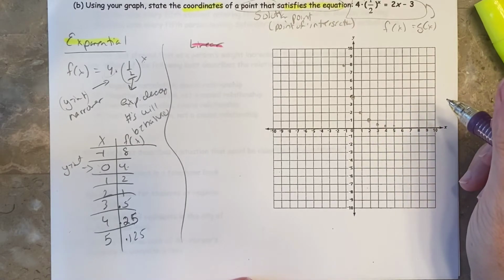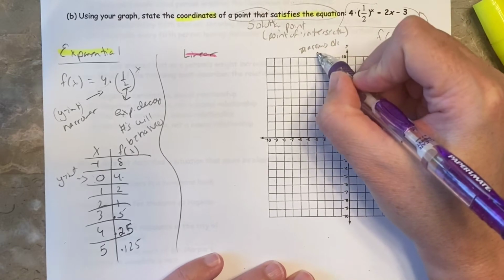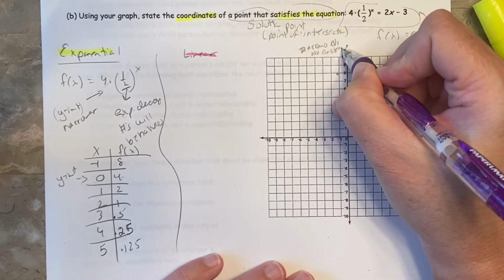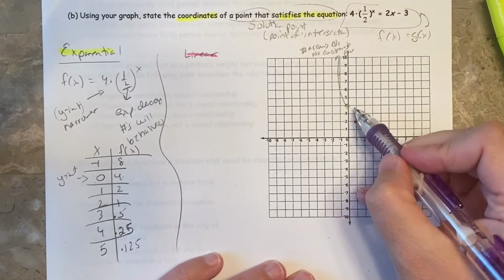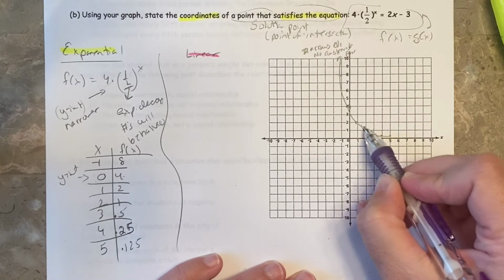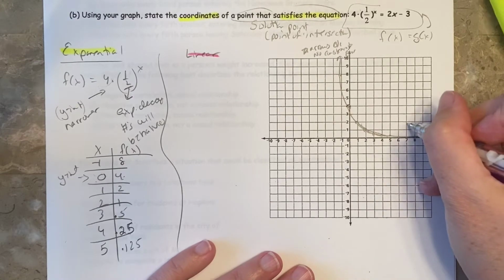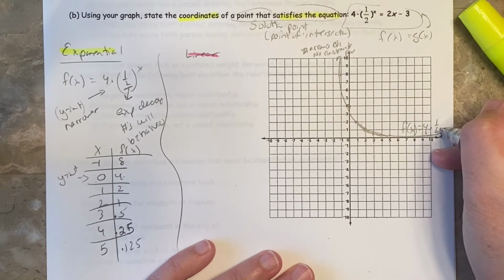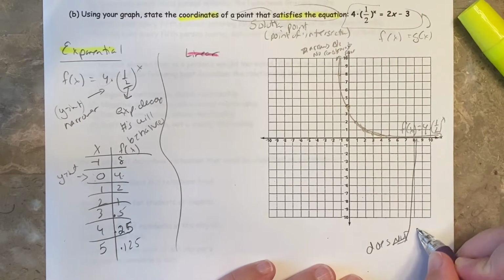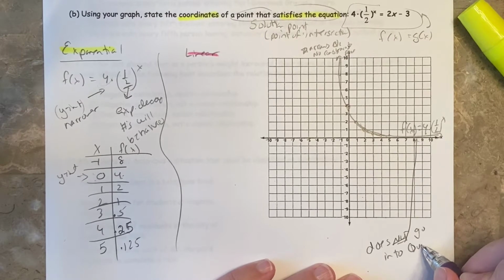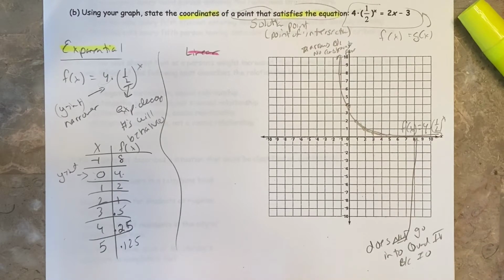Okay, so we're going to use arrows because no constraints given. So we're going to have our arrows coming up this way, and then we're going to curve our exponential function and go closer and closer and closer to 0, but don't actually ever cross it. So f of x equals 4 times 1/2 to the x. I'm just going to write that. So it does not go into quadrant 4, and that's because basically it's never equaling 0.